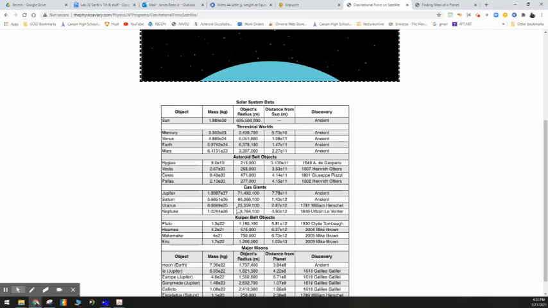25,559,100 meters, but let's use scientific notation and call it 2.5 e to the 7 meters. Let's try to use scientific notation when we can to make it a little bit easier. In fact, let's change the altitude to scientific notation as well.